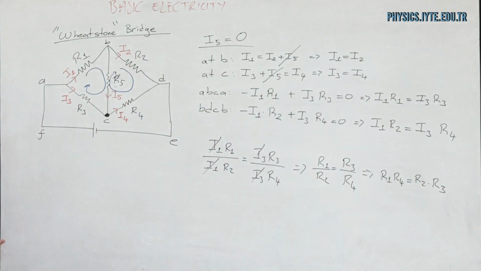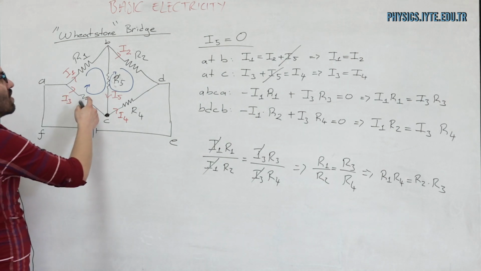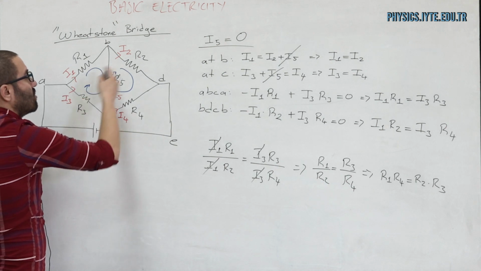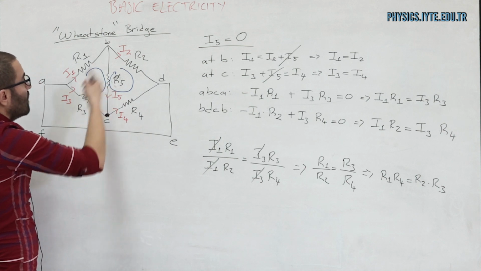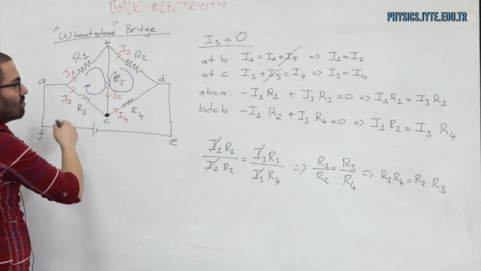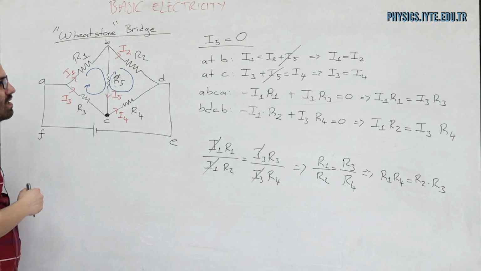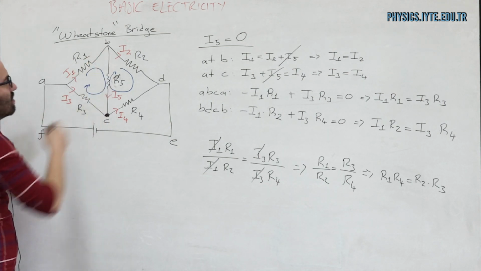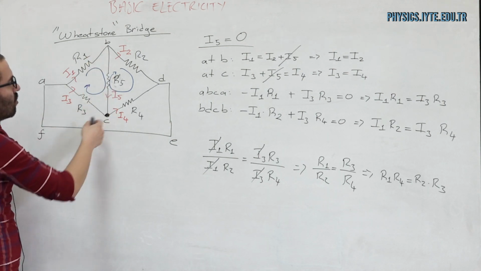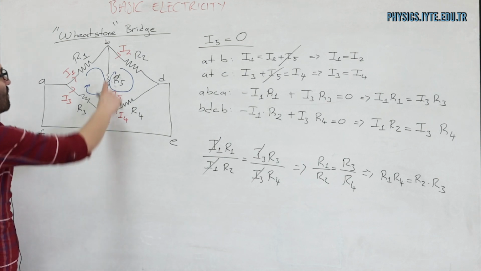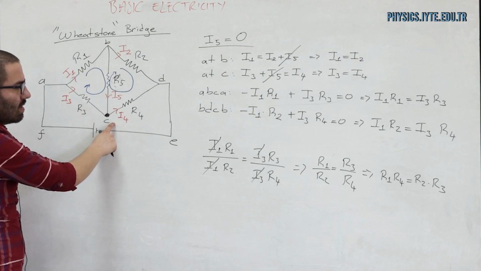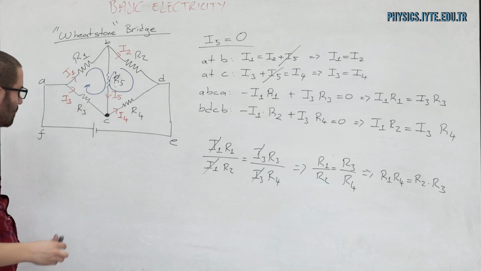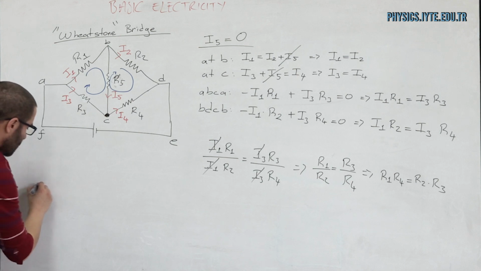Which means that if in a Wheatstone bridge, the resistors across from each other have multiplications that are equal to each other, then I'm going to have no current passing through this branch, or in other words, I'm going to have no potential difference between point B and point C. Now, how can I use this? Usually, the way I use this is like this.